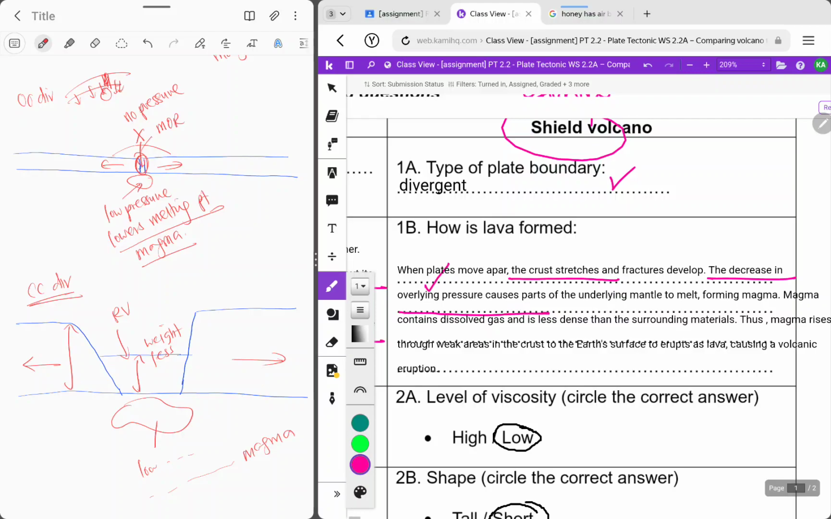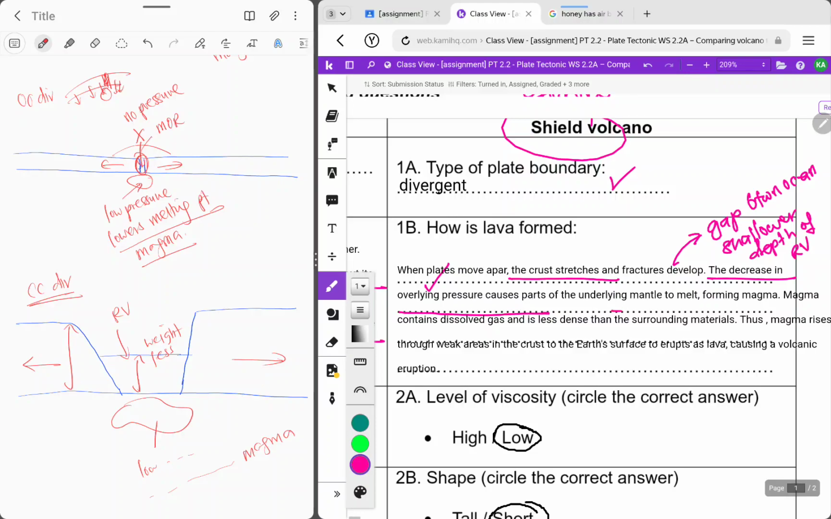Okay, feel free to add on. Why is it that there's a decrease? Because there is a gap, because of the shallower depths of the rift valley area. Right, so there is a decrease in pressure.